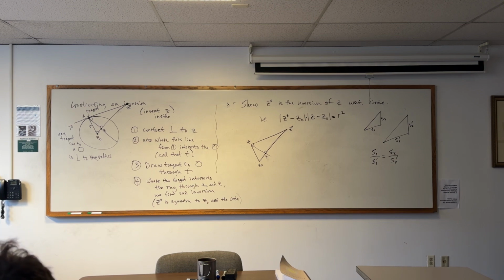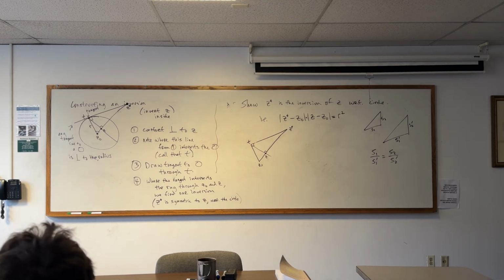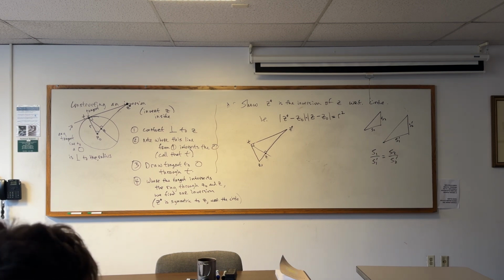Notice that on the big triangle, the hypotenuse modulus is Z star minus Z naught. Does that make sense? So that's the big hypotenuse. You're talking about the whole thing? Yeah, honestly we can just look at this one right here. The distance from Z star to Z naught we labeled as the hypotenuse on the big one.